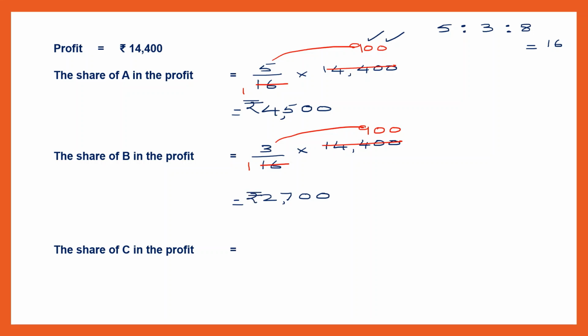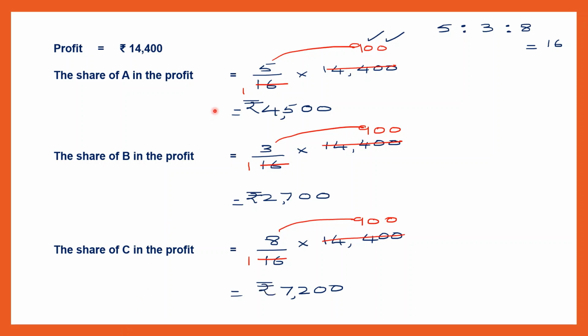Now we know the share of B. Now to find the share of C, we can do the same thing. Take the third number 8 and do it the same way. Let's write 8 by the sum of the ratios 16 into 14,400. Again, since cancelling has already been done, we just have to copy that 16 into 900. Now we have to multiply the numerators. 8 nines are 72 and add the two zeros. 7,200 rupees. So now we have the share of all three persons. First person gets 4,500 rupees.